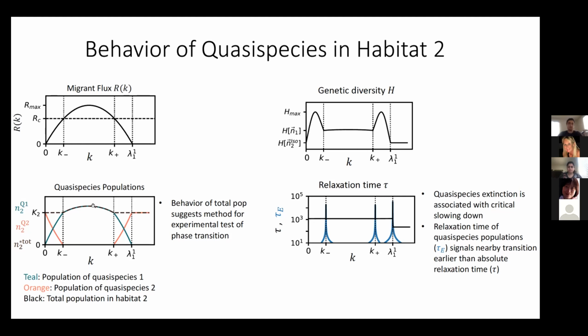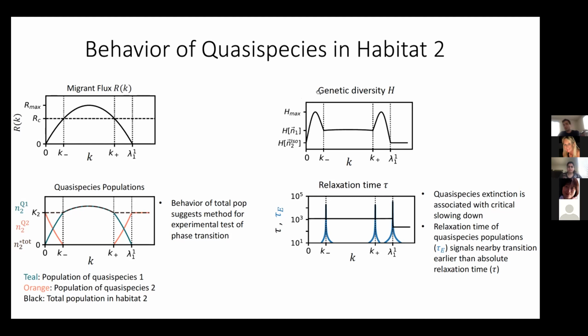One interesting thing to note from this plot is that if you just look at the total population of the habitat, which is shown in this dotted gray line, that total population is constant below k minus, so before extinction occurs, for migration lower than when it occurs, but then it jumps up and has a positive slope at right, after extinction occurs. And so a possible implication of this is that it provides a method for experimentally determining where this extinction event occurs without requiring the need to actually do DNA sequencing to determine which particular quasi-species are existing.